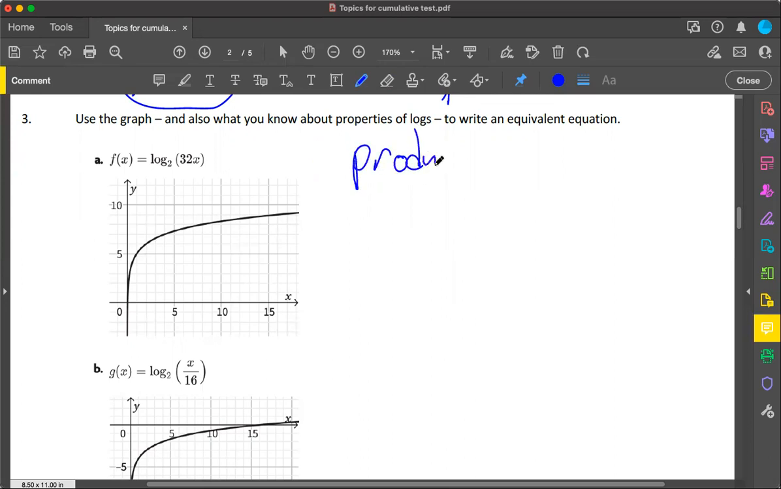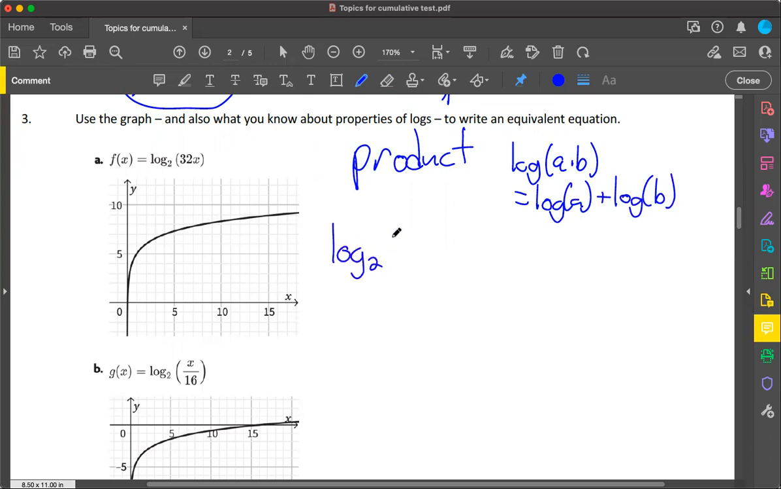But product property says that if you have log of A times B, we can rewrite that as log of A plus log of B. So you should look at this and say that it's really just log 2 of 32 plus log 2 of x. Log 2 of 32 is just 5. And then you just add on log 2 of x.